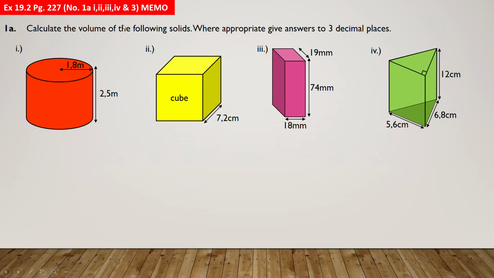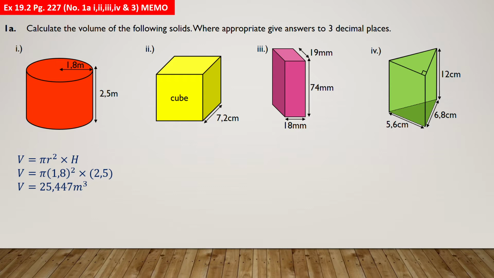Okay, so the volume of a cylinder that looks like this is pi r squared times the height. So pi times my radius squared multiplied by the height. That's what it looks like. Pi times 1.8 squared times 2.5 will give me 25,447 meters cubed to 3 decimal places. Don't forget your units. Volume is always in cubed units.